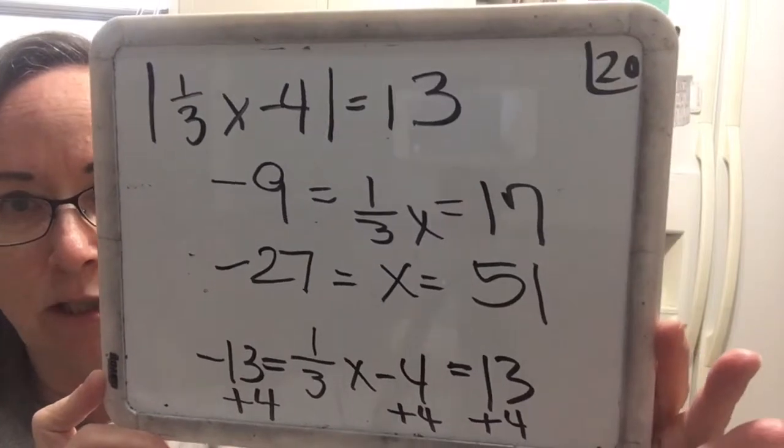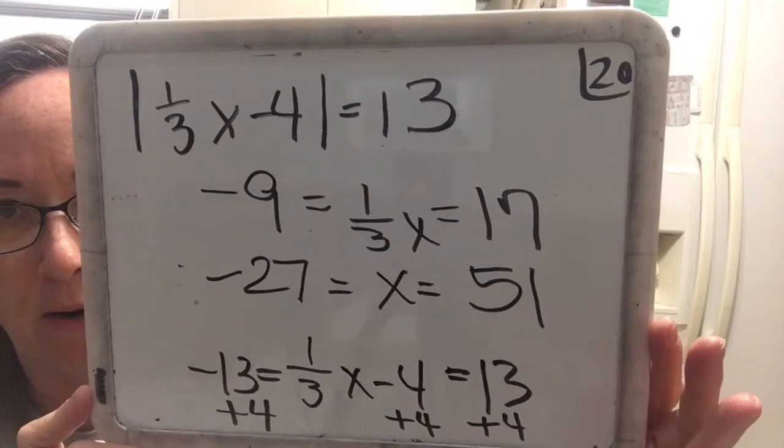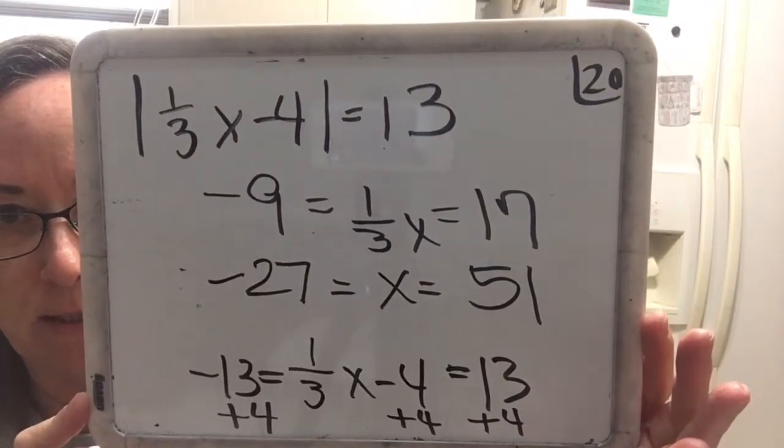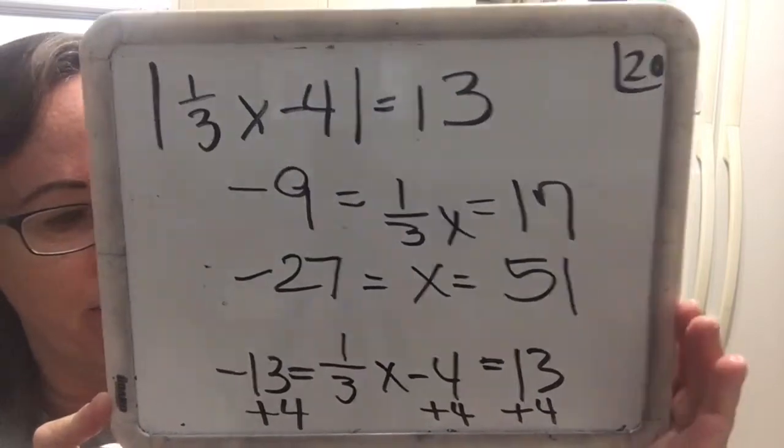Those are my two solutions to the problem. Negative 27 and 51 are my two solutions. That is number 20 on section 3.5.